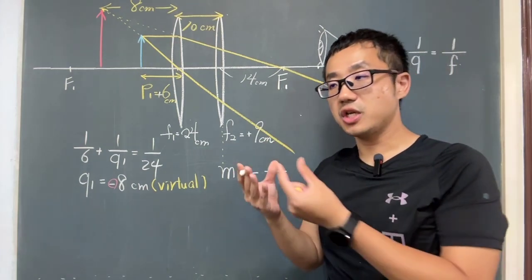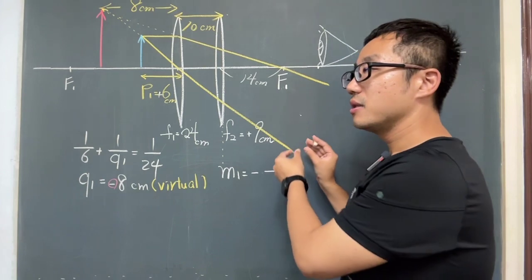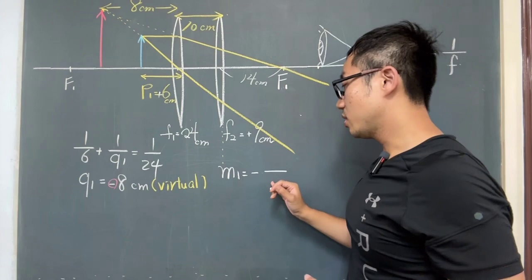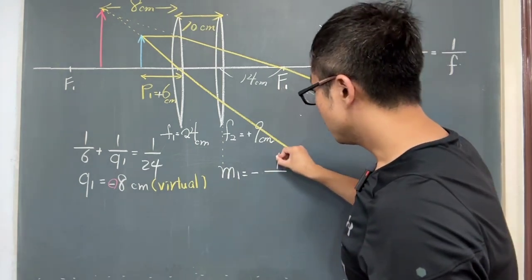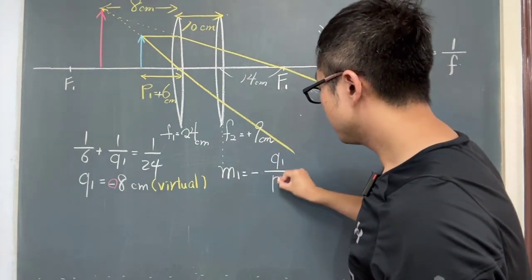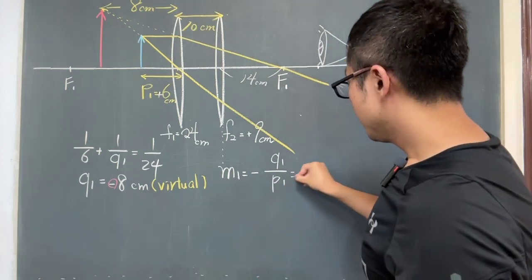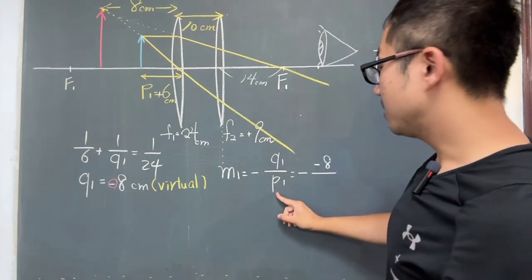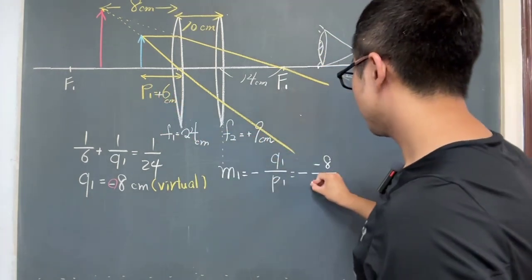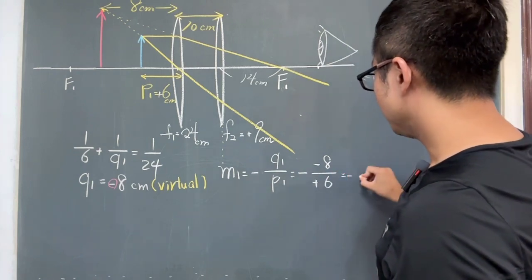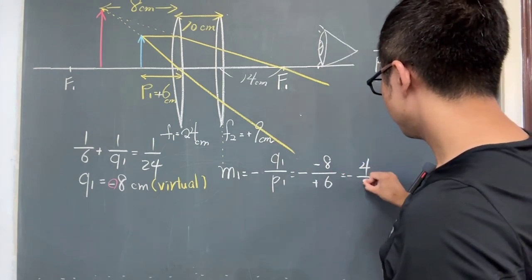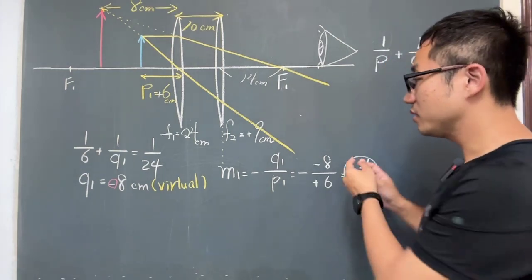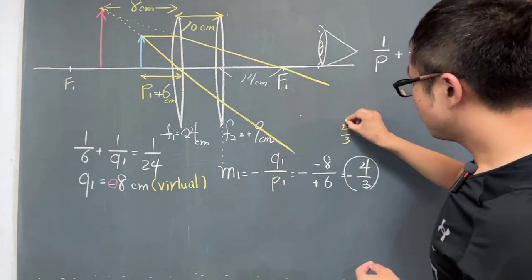If we want to see how much the image is now enlarged, I can put the image distance on the numerator and put the object distance on the denominator. So that is Q1 divided by P1. All right, and the Q1 is now -8, and P1, the object distance, is +6. So we got the final value is -4 thirds. As you can see, this value is greater than 0. The 4 thirds is greater than 0.